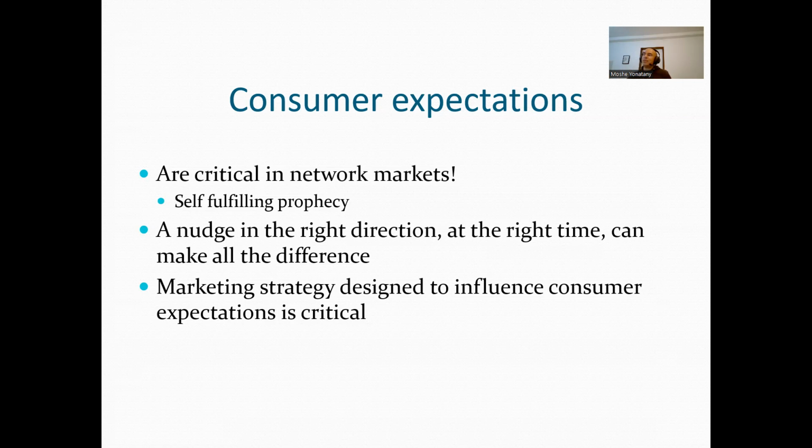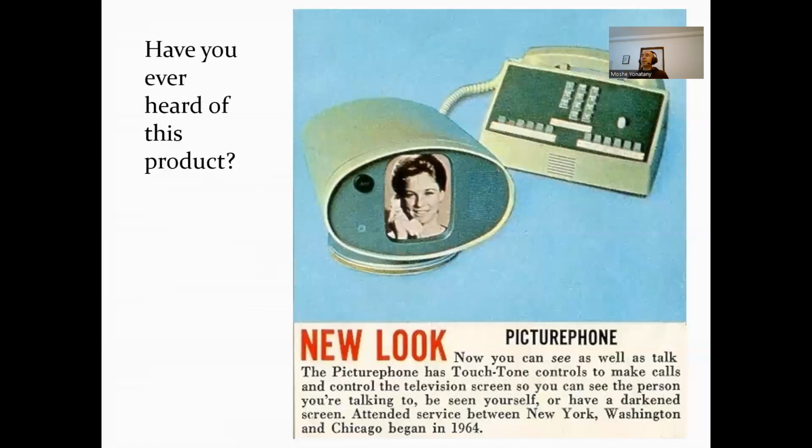So a nudge in the right direction at the right time can make all the difference. And there are many historical examples of products that were not better than others, but they managed to reach critical mass before their competitors, and they managed to rule the market, to have a winner-takes-all situation.